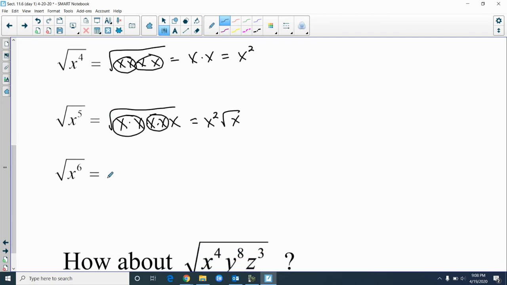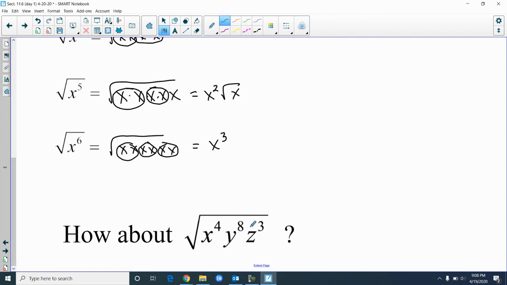So for this last one we're going to look at, what about square root of x to the 6th? Well, I got 1, 2, 3, 4, 5, 6. And I have 1, 2, 3 pairs. Well, each pair is an x. I have 1, 2, 3 x's, which is x cubed.